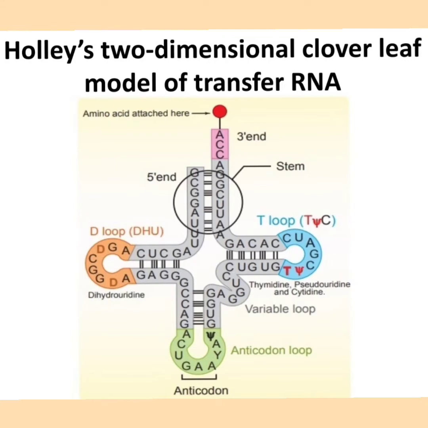And you have the anticodon loop in the lower part. And on the right side, you can see the T loop, the T pi C loop, which consists of thymidine, pseudouridine, and cytosine. In between the anticodon loop and the T loop is the variable loop, and on the side of the T loop is the 3' end, which has an amino acid attachment site.